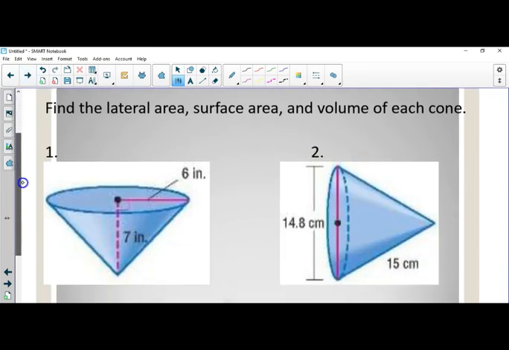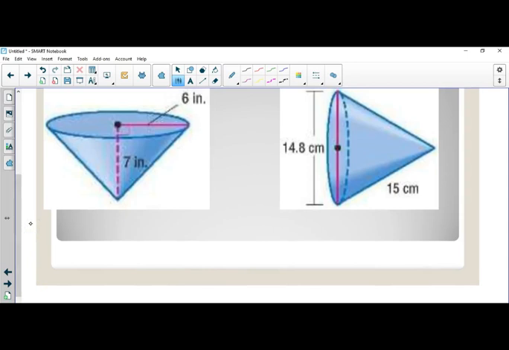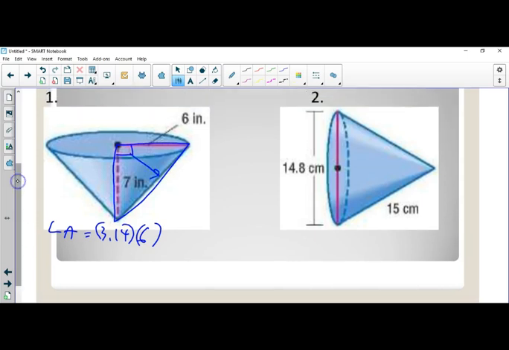So let's do this. Find the lateral area, surface area, and volume of each. So lateral area, again, is pi, 3.14, times our radius, which is 6, times our slant height, which we don't know. So we have to find that. So if you look, we have a triangle right here. Here's our right angle. This is the hypotenuse, which we don't know. So we need to solve for the hypotenuse.